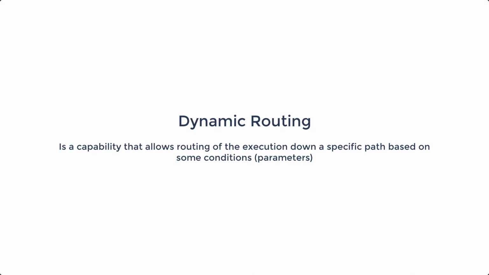Dynamic routing. Dynamic routing is a capability that allows routing of the execution down a specific path based on some conditions or parameters. It takes different paths according to given conditions.